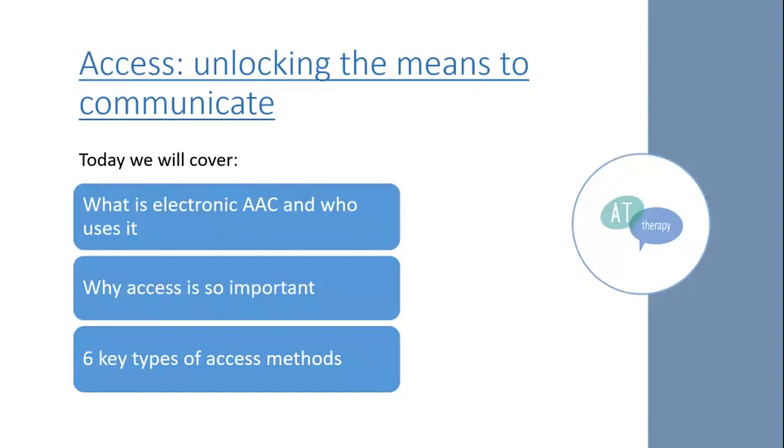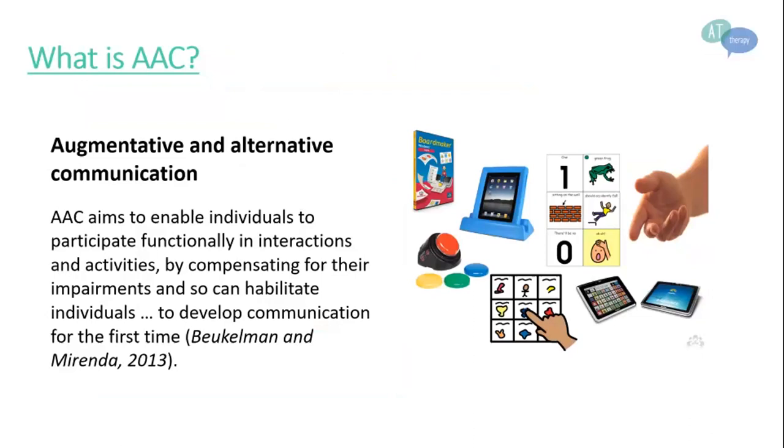So AAC, some of you might already know what this acronym means, but we use it a lot in the field, so I just want to explain what this one means. It's augmentative and alternative communication. And we usually put those words in that order, augmentative first and alternative, because augmentative means to assist or to support, and alternative is to replace. So usually what we're doing with AAC is to aid and support someone's communication.